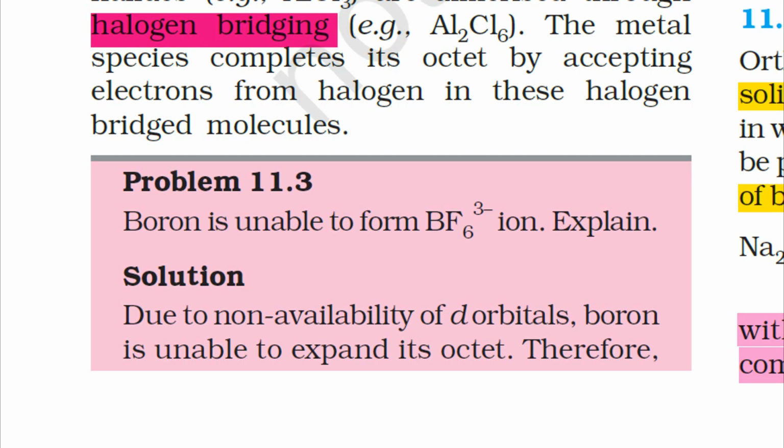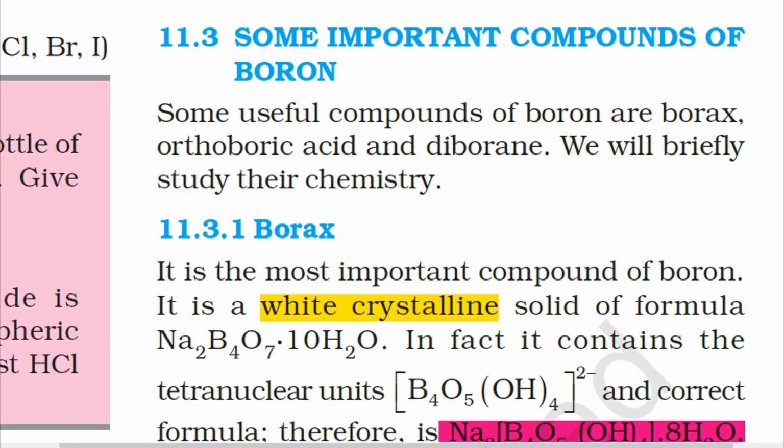Next is problem 11.3. Boron is unable to form BF6 3-. Explain. So the answer is simple. Boron can't expand its covalency above 4 because it does not have d orbitals. Next, 11.3: some important compounds of boron. Here we will read about borax, orthoboric acid and diborane.